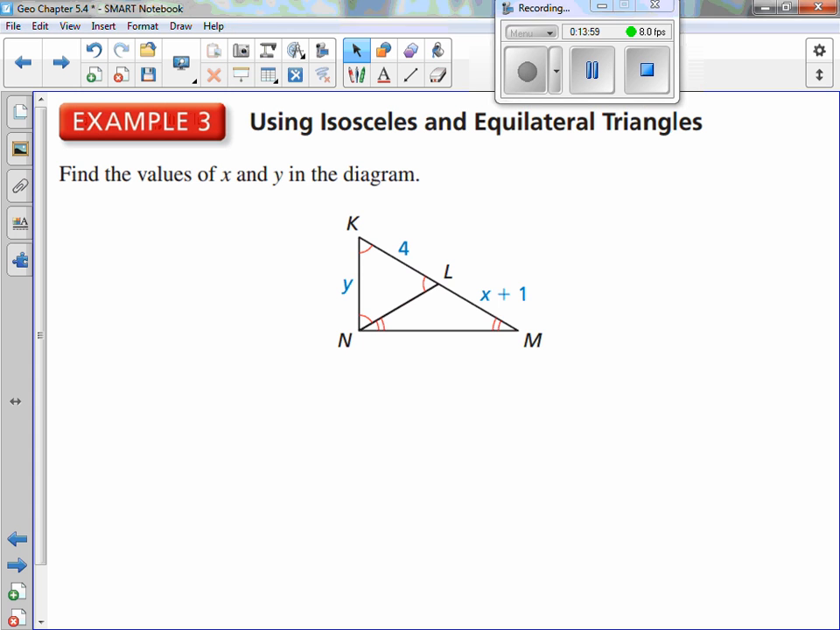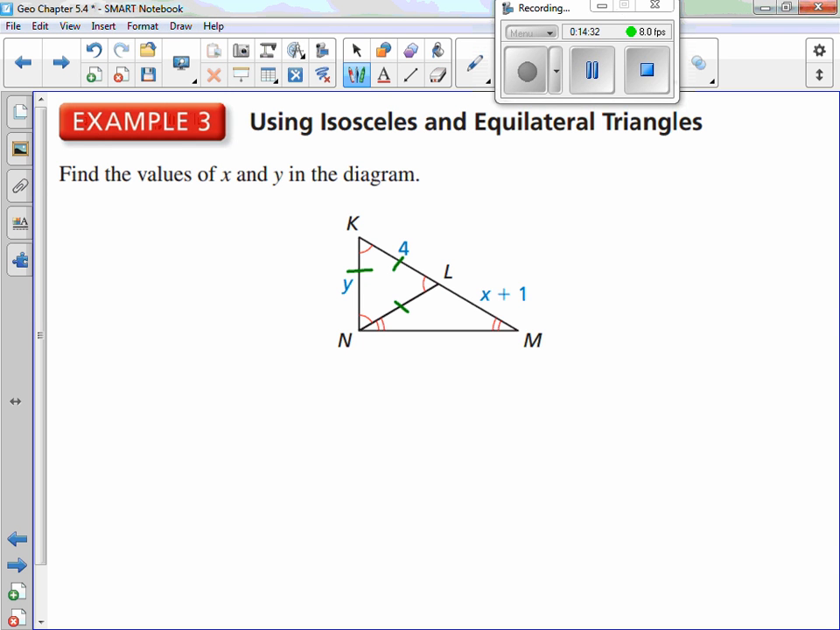Okay, let's look at this here. Find the value of x and y in the diagram. Okay, so now we're going to have to use some of the properties that we know. So let's fill in what we know for these here. Well, this one triangle here has 3 congruent angles, yes? So it's equiangular, which means it's also what? Equilateral. So all the sides are the same, yes? So all these sides are the same.